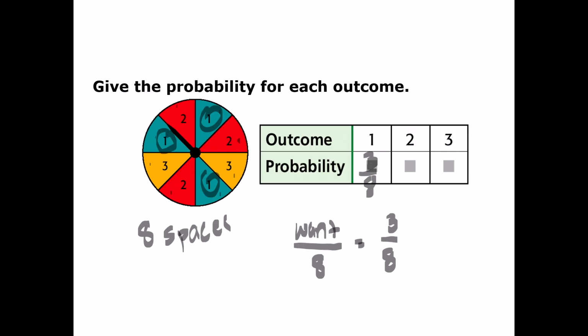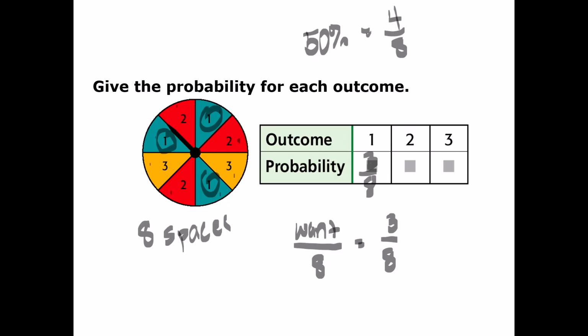Now, 3 out of 8 is less than 50%. It's less than half. Our 50% would be 4 out of 8. So it's actually unlikely that we're going to spin a 1. It's more likely that we'll spin one of the other two numbers.